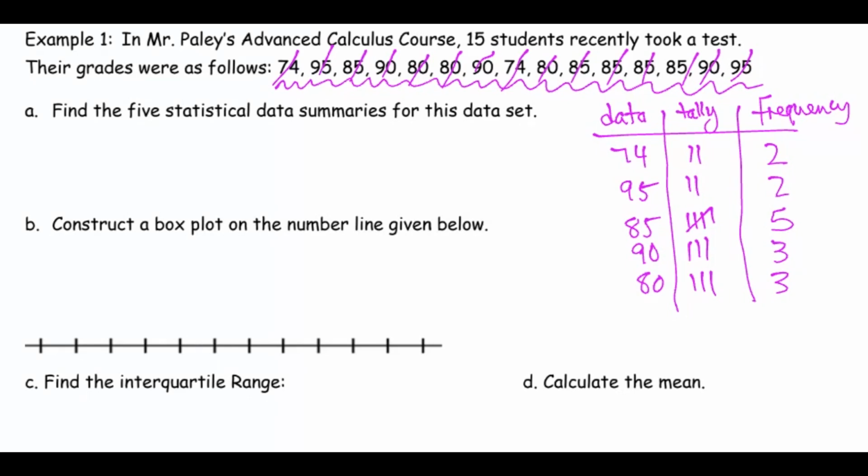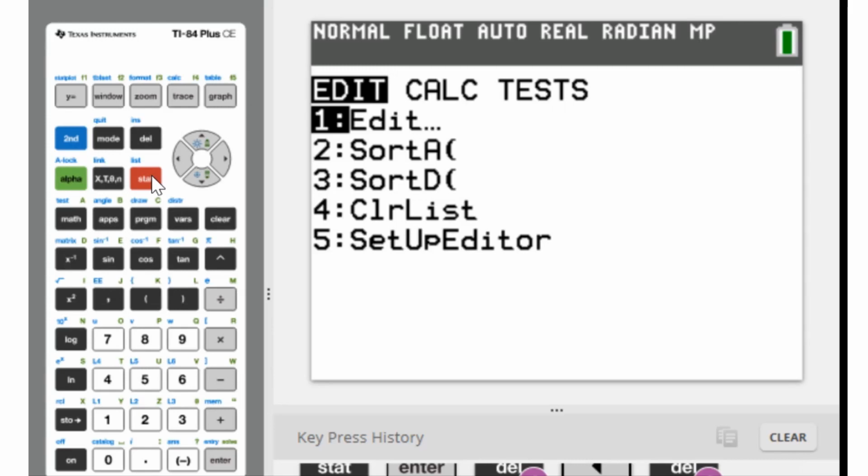So we need 5 important statistical data summaries to be able to construct a box plot. We said we need the minimum, the value of the first quartile, the median or second quartile, Q3 or third quartile, and the maximum. And all these values can be found in the calculator. Let's find out how.